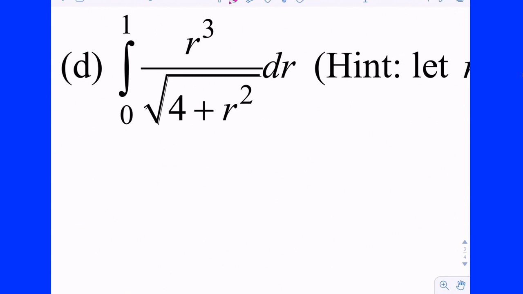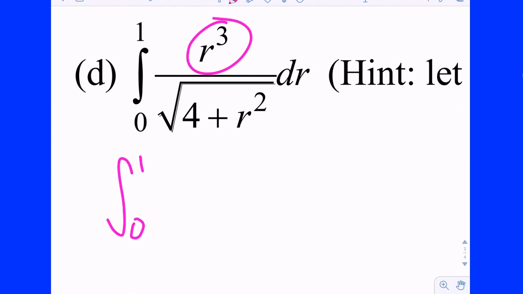Integration by parts. Very good, Mr. Miller. What do we do with r cubed, though?